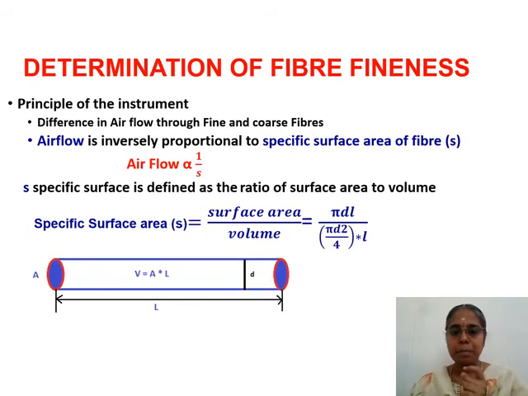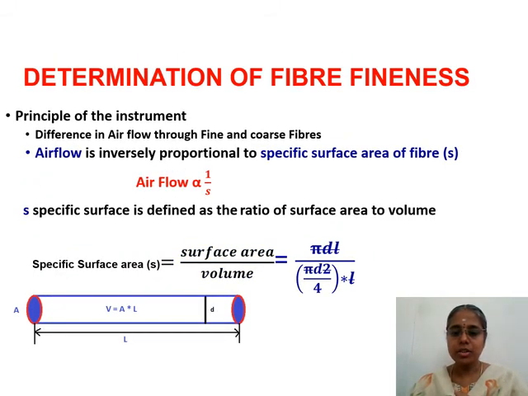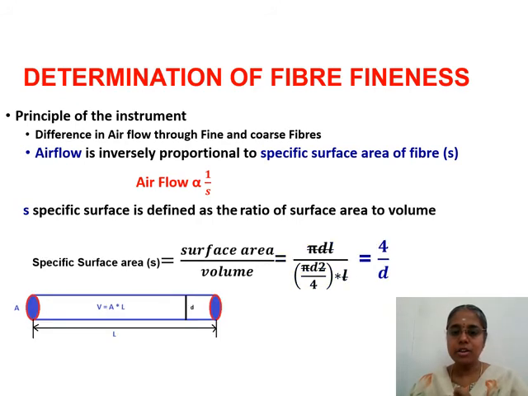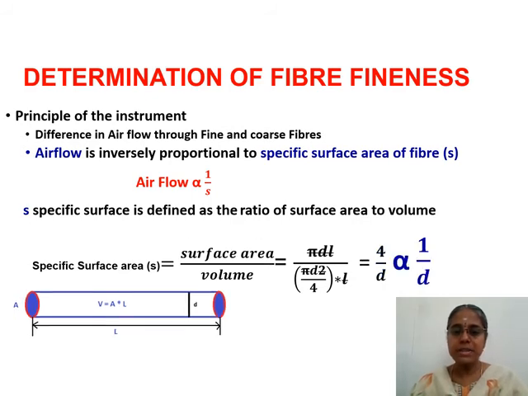Volume is pi r square into L. So pi r square is the area, or pi d square by 4 is the area, into length is your volume. So solving for this, the pi d L in the numerator and in the denominator pi d and L get cut and you get 4 by d. The 4 goes to the numerator. So specific surface area is equal to 4 by d, or specific surface area is inversely proportional to the diameter.